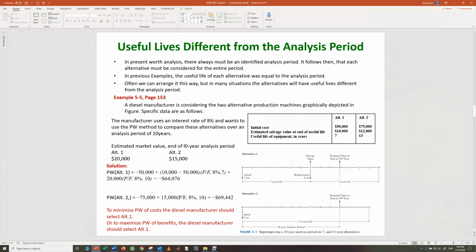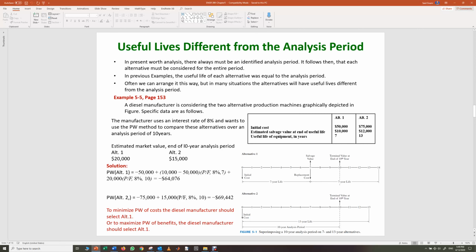So we saw in the previous video when the useful life is the same as the analysis period. We said that this is the easiest case. Now we are going to see the second case, when useful life is different from the analysis period.